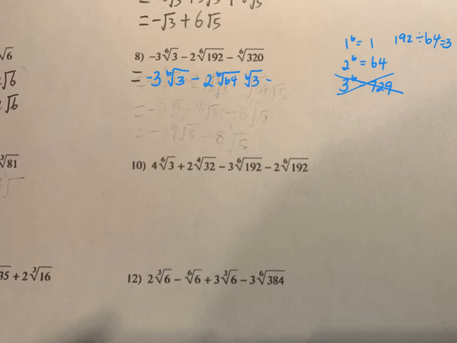Let's take a look at the 320 now. Can I take 320 and divide by 64? I check with my calculator and I find that I can. That answer is 5. So I can rewrite the 6th root of 320 as the 6th root of 64 times the 6th root of 5.